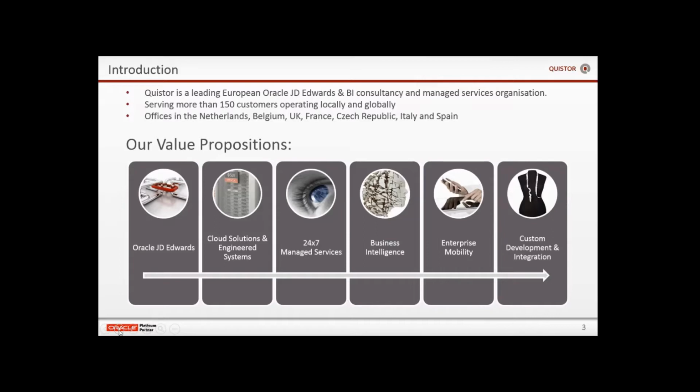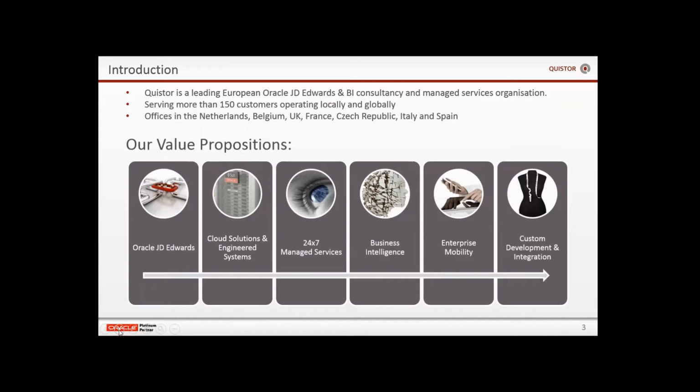So Quistor has a number of value propositions. We are one of the leading European JD Edwards and BI consultancy partners. We do everything around JD Edwards, from managed service to global rollouts, upgrades, everything around. We have 150 customers operating locally and globally, and we have offices in 7 countries in Europe: Netherlands, Belgium, UK, France, Czech Republic, Italy, and Spain. At this moment we employ around 160, 170 consultants specialized in either JD Edwards or BI.